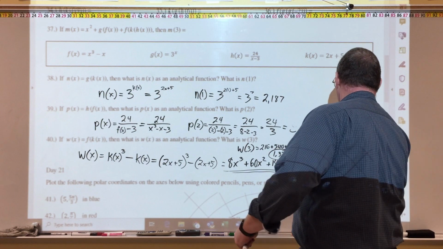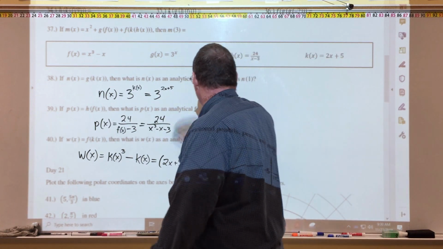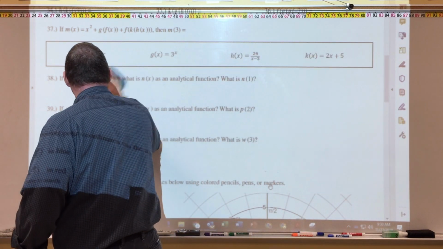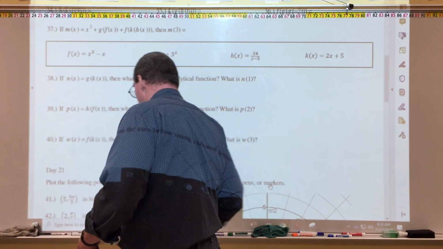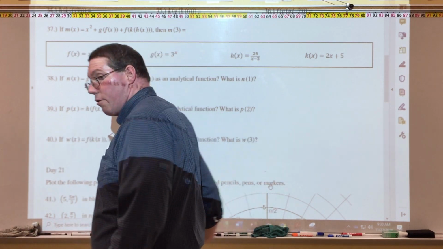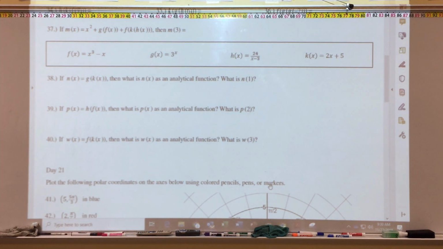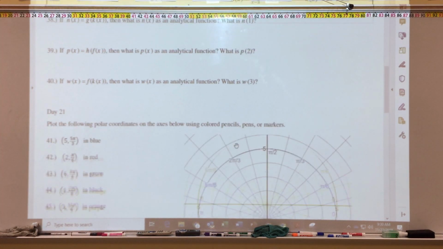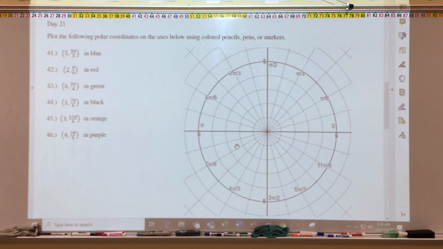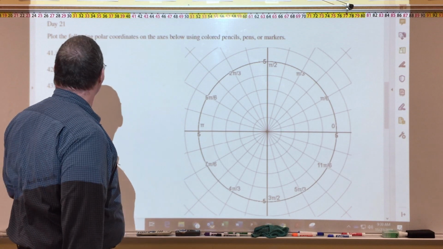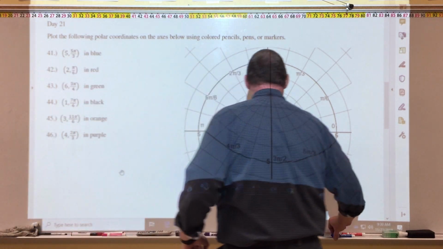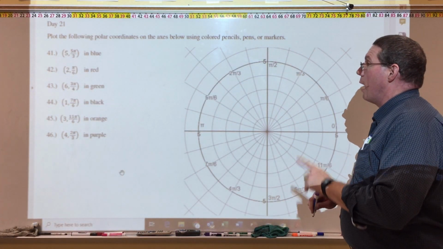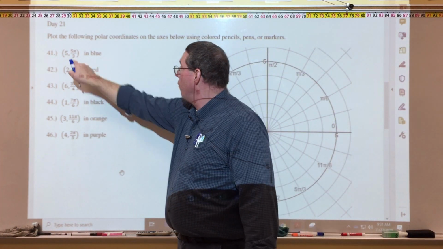Scroll down. We're going to plot these in different colors because the review sheet says to plot them each in different colors. And I mostly did that so that you could understand my review sheet so that you can see which answers are which. All right, so here we go. Here's our polar coordinate grid. We're going to plot 5 and 5 pi over 3 in blue. So let me get blue here. So radius of 5 at the angle 5 pi over 3.